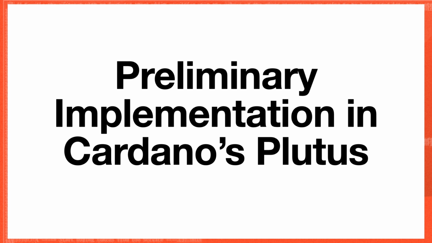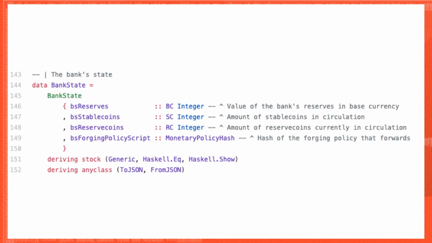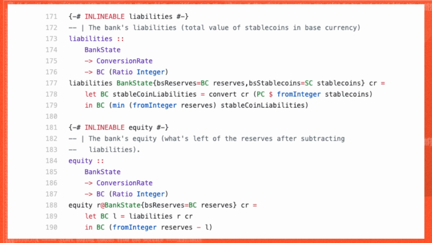So I'm going to show you now some preliminary implementation in Plutus, just to give you an idea of how Plutus contracts look, but I will not go too much into details on that. So here you can see in Plutus the state of the stablecoin being defined. You can see that it keeps the reserves, the number of stablecoins in circulation, and the number of reserve coins in circulation. Then you can see here the definition of liabilities and equity as I defined in the previous slides.